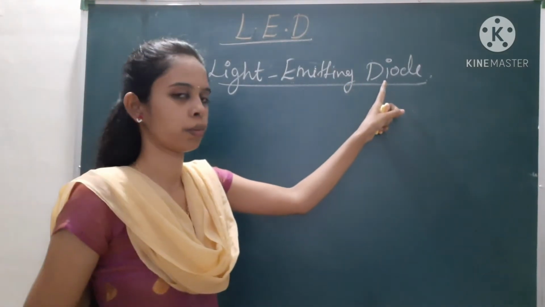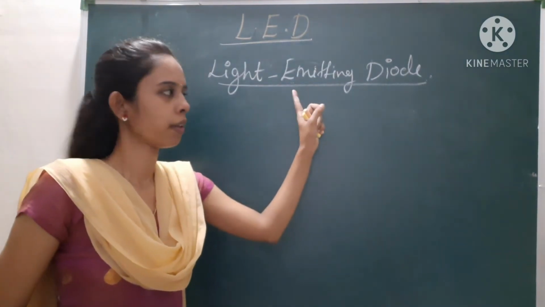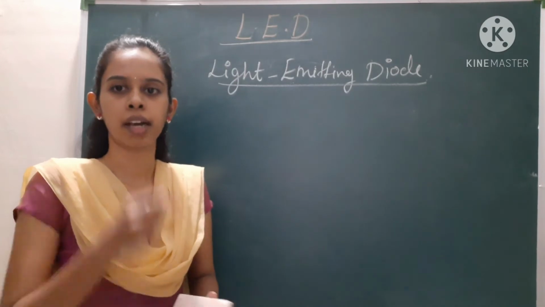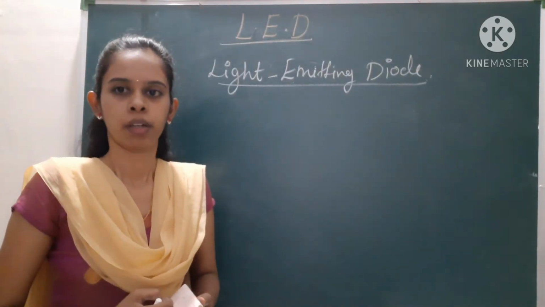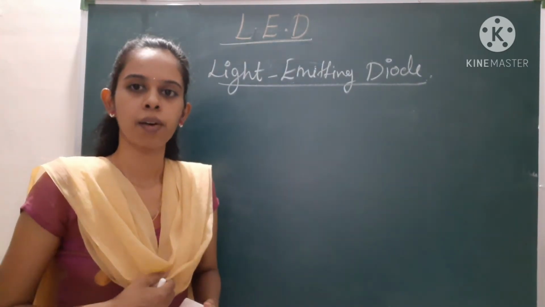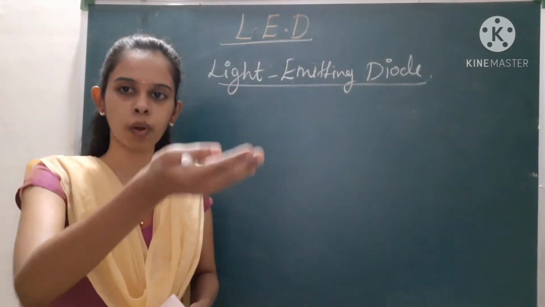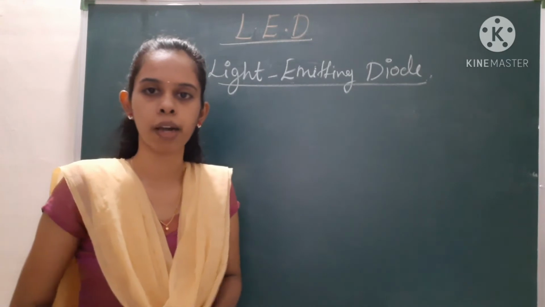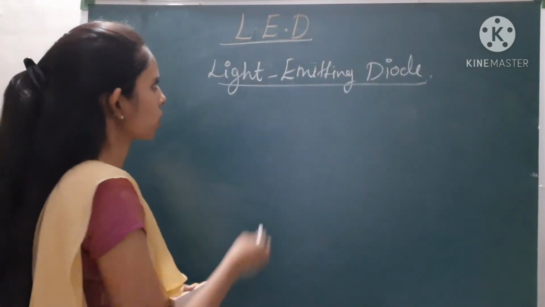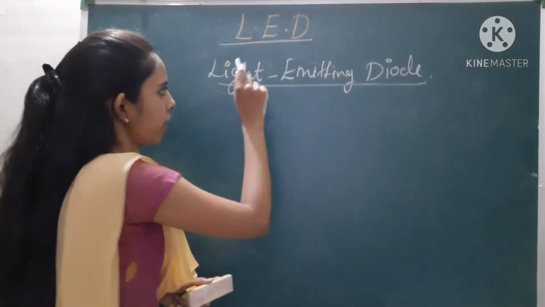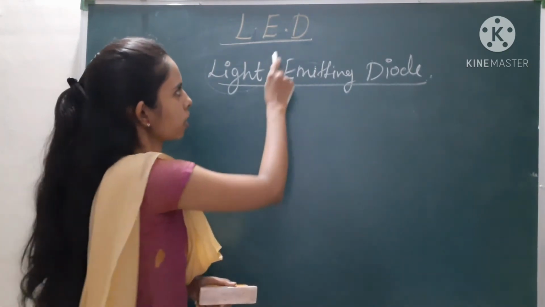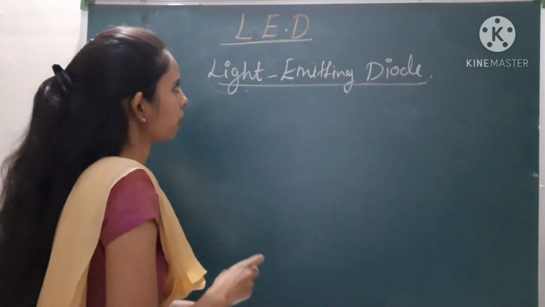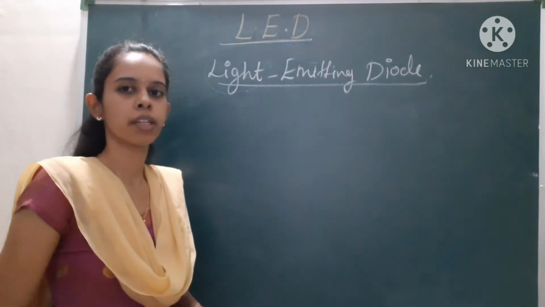Emitting diode. This means what? The electrons are present in higher levels and lower levels, that is, orbits. Now if the electron jumps from a higher level to a lower level, then energy is released by that electron. That energy is in the form of light, and this light we are using as a light emitting diode. You have already seen LEDs in the market.